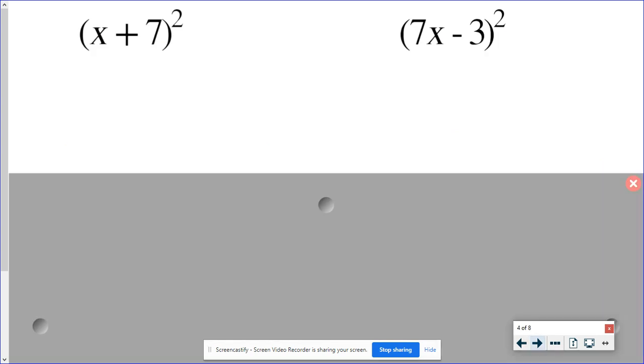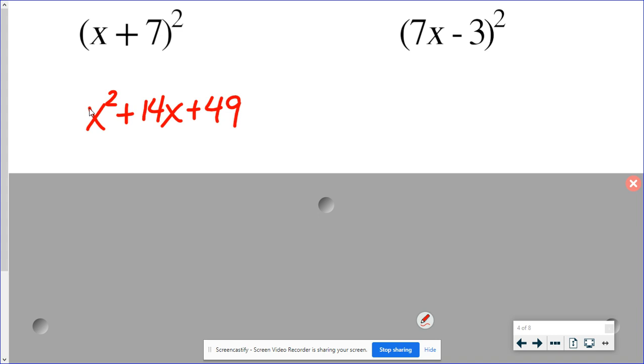I'm going to do these other problems with the shortcut. If you don't like this, I've already said, you can FOIL it. You don't need to know the shortcut. You don't have to use the shortcut. But the first one squared, and then I would have x times 7, which is 7x, times 2 is 14x. And then 7 squared is 49.